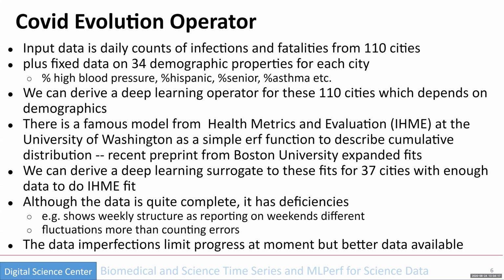COVID is the one I have most results on. We're just looking at some counts, which is a time series, the daily count of infections and fatalities for 110 cities. But we also have some other information of interest. Namely, for each city, we have some data describing the city, which for this particular application are things like the percentage of people with high blood pressure or seniors or Hispanics or with asthma and so on.